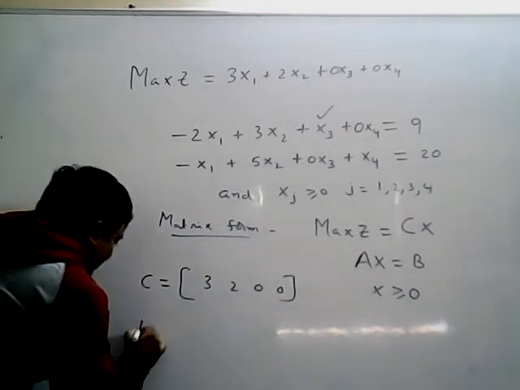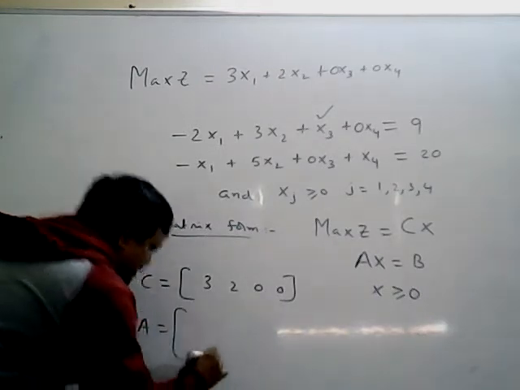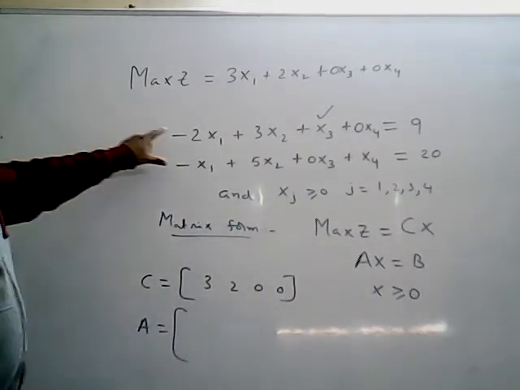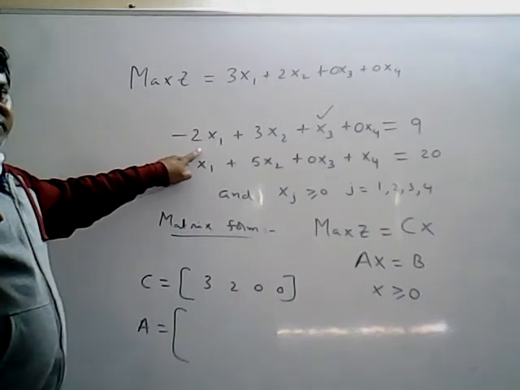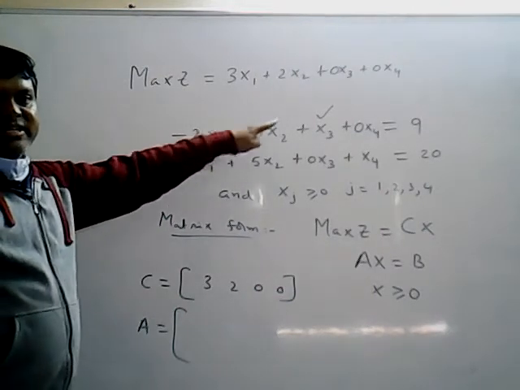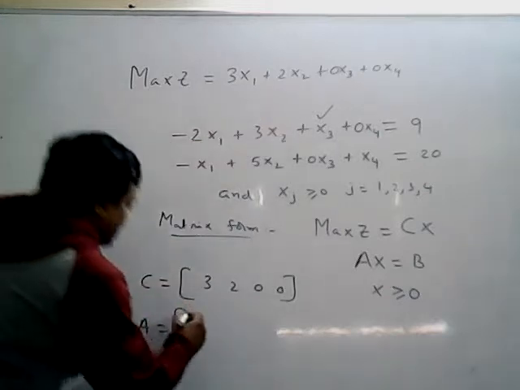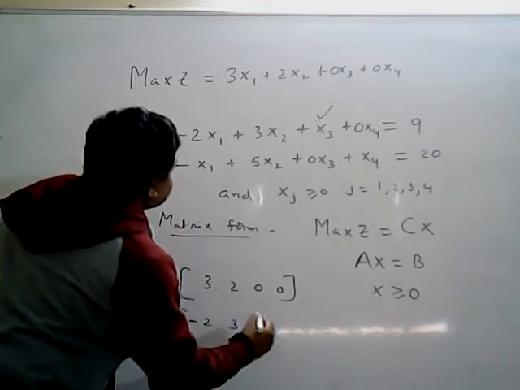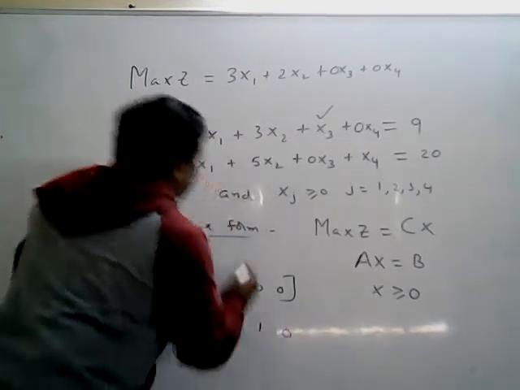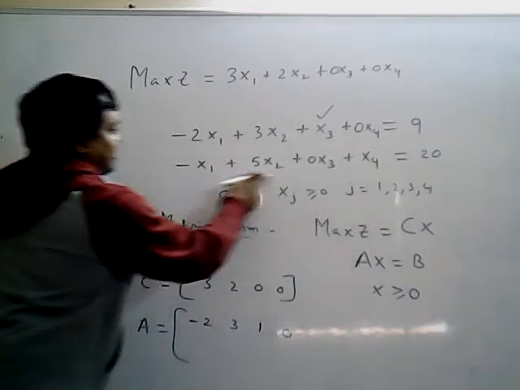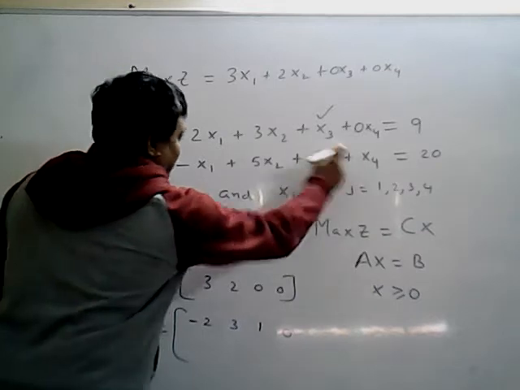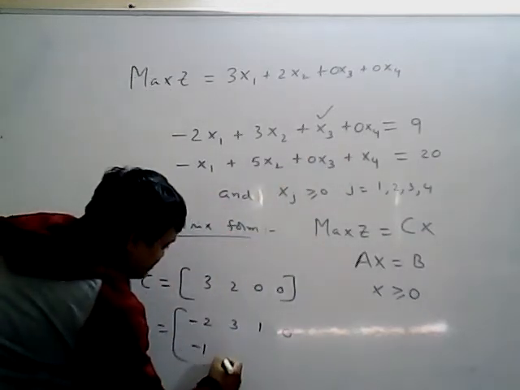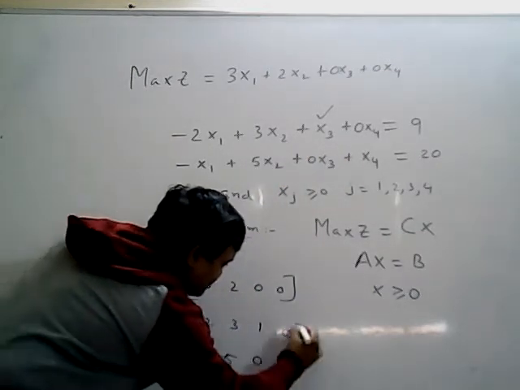Next you have to identify A. A means the coefficients of the equations. These are the two constraints, or two equations, you got. What are the coefficient values? For the first equation: -2, 3, 1, 0. The next equation is this one. Its coefficient values are -1, 5, 0, 1.